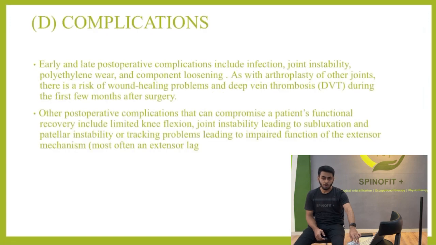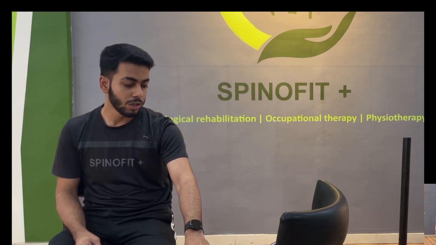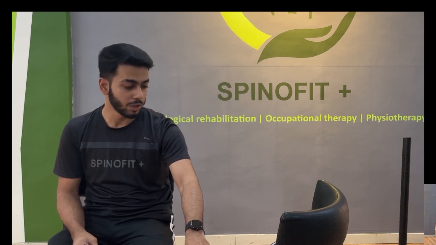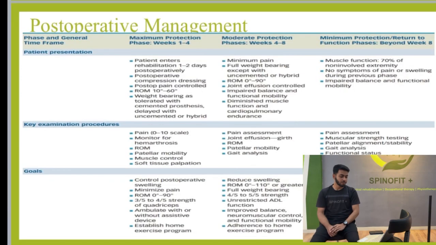Now, the complications. The early and late postoperative complications in TKR include infection, joint instability, polyethylene wear, and component loosening. And as with other arthroplasties, we have complications like DVT and wound healing problems. Other postoperative complications which can compromise the patient's functional recovery include limited knee flexion, leading to subluxation, and patellar instability or tracking problems, leading to impaired function of the extensor mechanism, mainly the extensor lag we see in some cases of TKR.